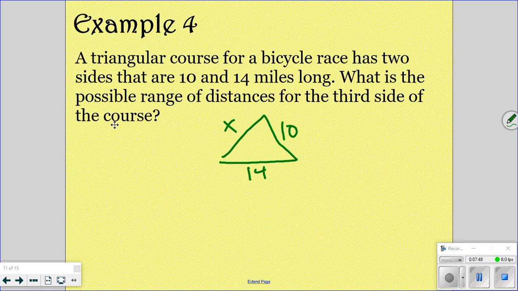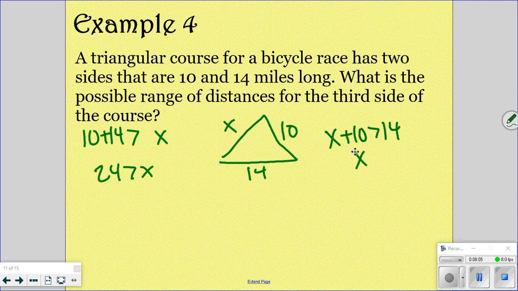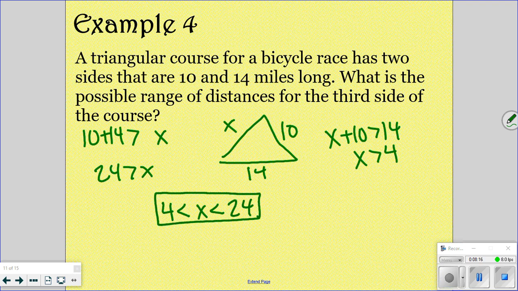So if x is the biggest side, then that means that 10 plus 14 has to be bigger than x. So x would have to be less than 24. If x is the smallest side, then x plus 10 would have to be greater than 14. So x would have to be greater than 4. So our values are between 4 and 24. So that would be your answer.